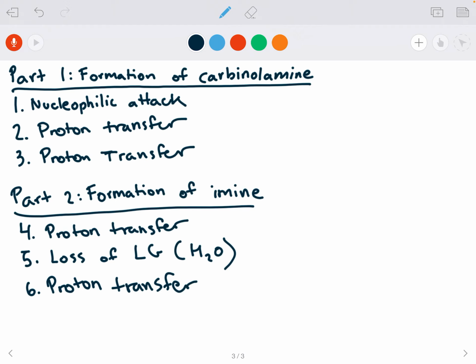So this is how we work through every mechanism that has to do with an imine formation. Nucleophilic attack at the primary amine, then 2 proton transfers give you the carbinolamine. Another proton transfer, then you lose a leaving group, proton transfer, and you end up with your imine.